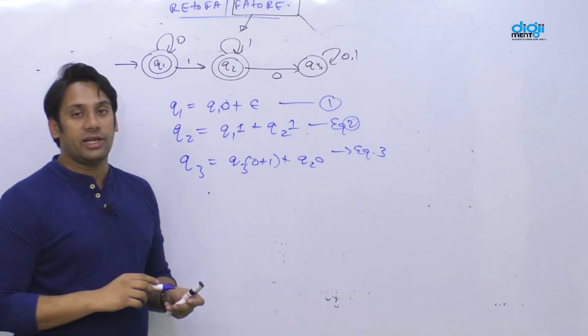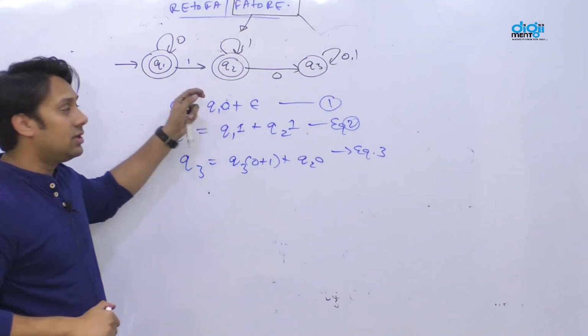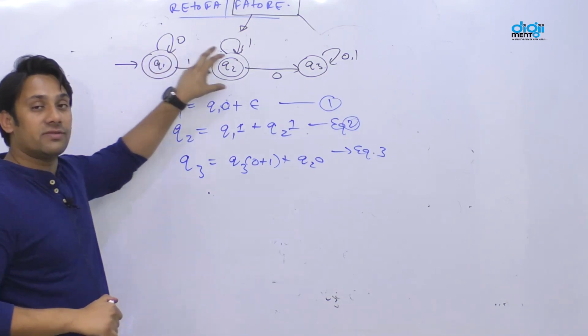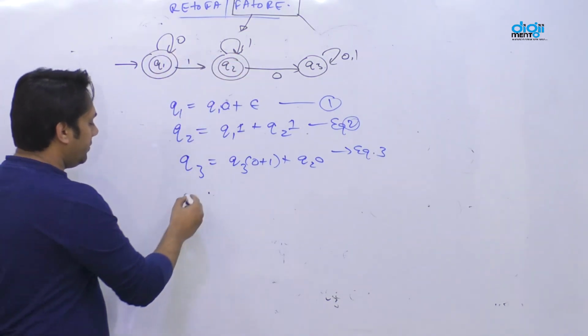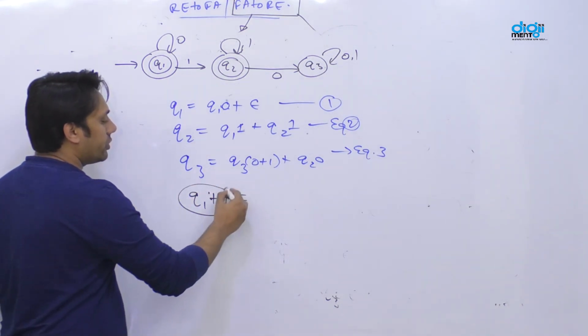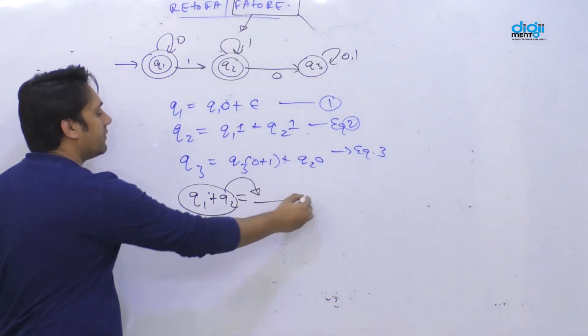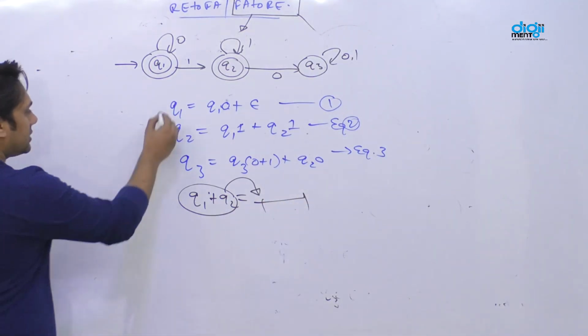Now here you can clearly see that if in a diagram we have more than one final state, so here Q1 is a final state as well as Q2 is also a final state. Because there are two final states, our solution will be from the equation which is Q1 plus Q2. So whatever equation we are going to get for Q1 plus Q2, that will be your solution. Okay. So look at this equation Q1.